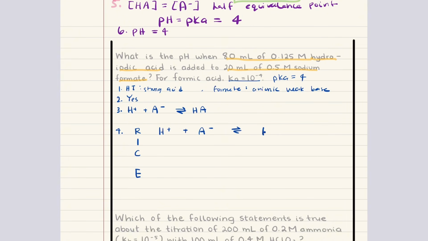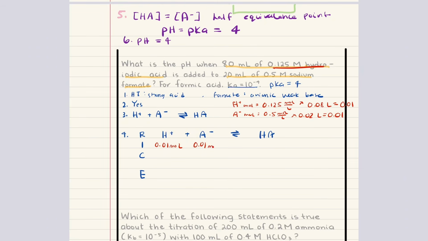We set the RICE table up in moles, which requires us to convert each solution to moles. The initial moles of hydrogen ions is equal to the molarity of the hydroiodic acid, 0.125 moles per liter, multiplied by the volume, which is 0.08 liters. That gets us 0.01 moles of hydrogen ions. Then we're going to do the same thing for formate. 0.5 moles per liter times the volume, 0.02 liters. That gets us 0.01 moles.